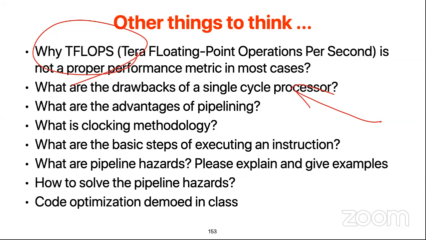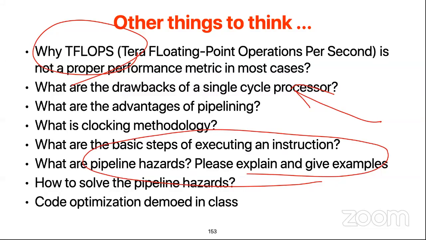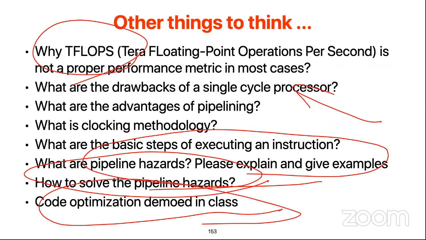And what are the pipeline hazards, right? And how to solve those pipeline hazards, right? And the code optimization that I show you, right? They are important. All right. So these are the bits that I would say, right? So if you have any question, please raise your hand. I don't answer other questions.